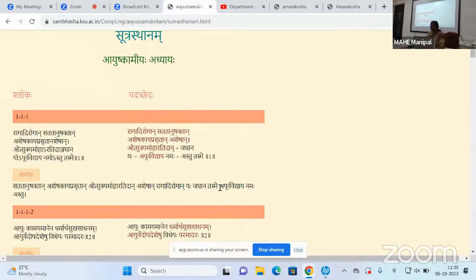Okay. Sloka. So if you study any sentence or sloka in Sanskrit, the first thing you have to do is padaccheda. You have to split it into words. Then only you can get the exact meaning.